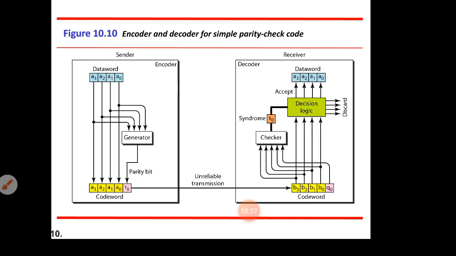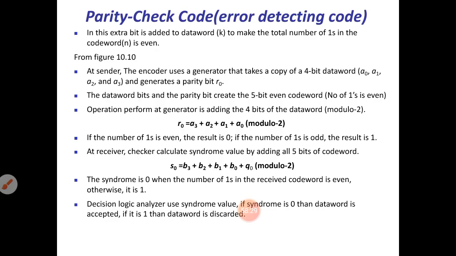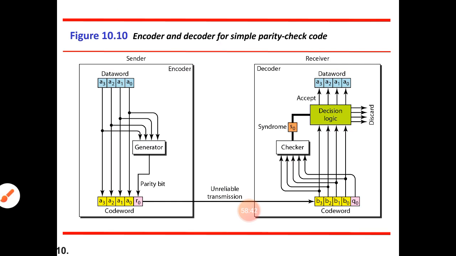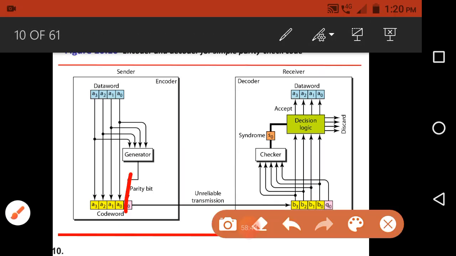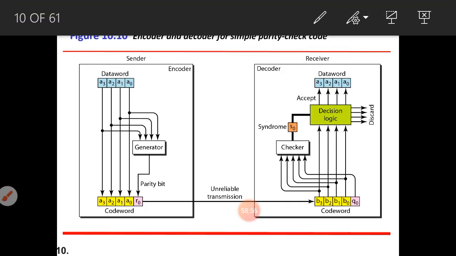So in this way they are told here. If the number of ones is even, the result is 0. If the number of ones is odd, the result is 1. If an even number of ones is already there, then your remainder is 0, and you directly append that 0 to the data word. If odd, the result is 1, the remainder is 1, and that 1 is appended to the data word to make the number of ones even. So that is at the sender side.